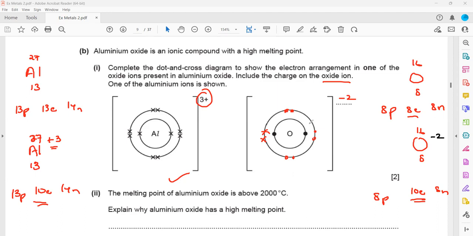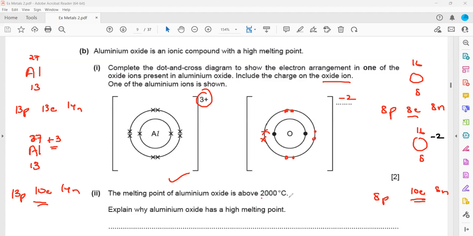Is it clear how to draw an oxide ion and why we use a different symbol for the 2 extra electrons, as they do not belong to oxygen? These are the electrons from aluminum. And there will be an ionic bond.